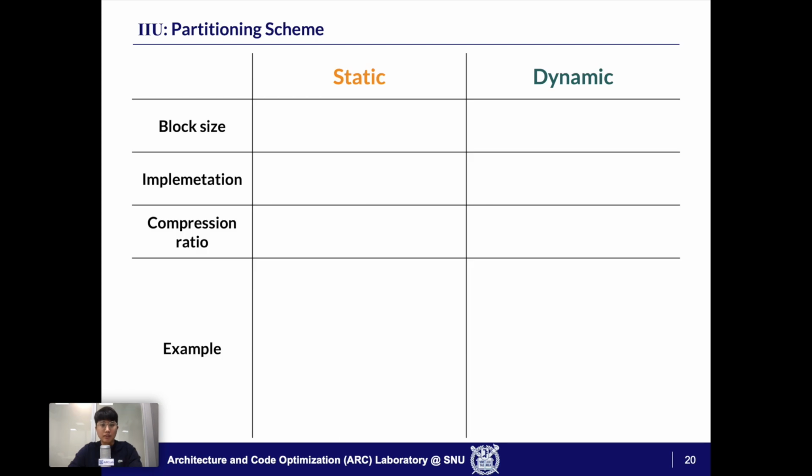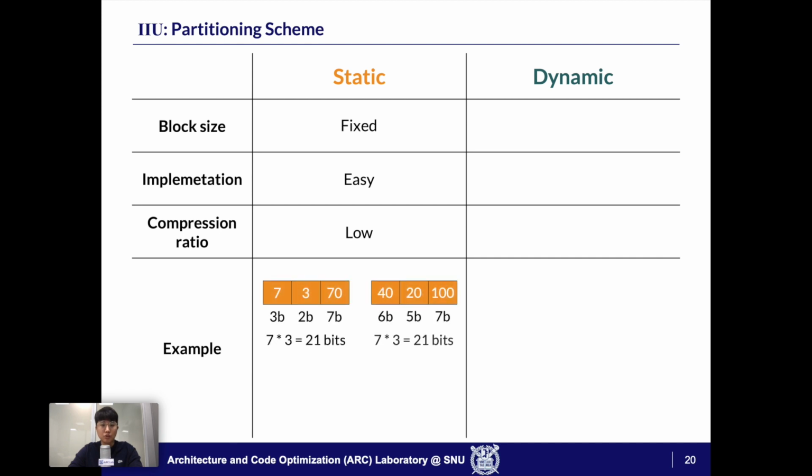Partitioning schemes are divided into static and dynamic partitioning. Static partitioning uses a fixed block size, so it's easy to implement, but the compression ratio is low. Here is an example. With static partitioning, we have 2 blocks with 3 elements each. After partitioning and compression, the overall compressed block size is 42 bits.